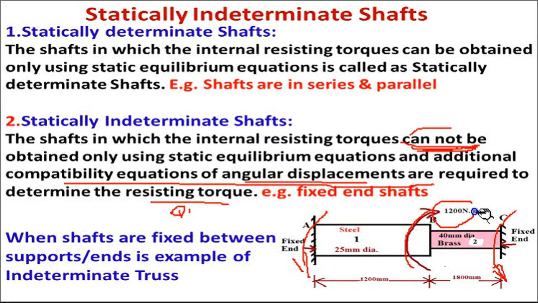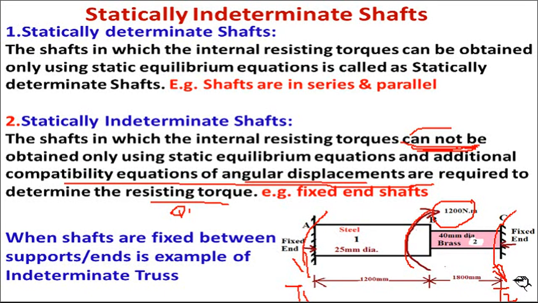This 1200 will be divided into some parts. It will not be divided exactly in half, because the diameter of the bar is different and the length is different. That's why the magnitude of T1 will not be equal to the magnitude of T2. So we get two torques, T1 and T2, and their total addition will be 1200 Newton meter. How many unknowns are there? At the middle point B, there will be slope theta BA on the left and theta BC on the right side. These are the two unknowns. Then there are the two torques, T1 and T2. So there are four unknowns.